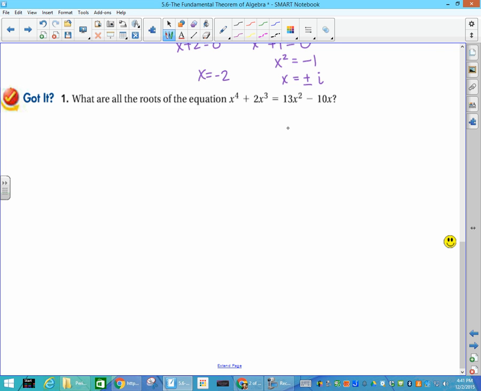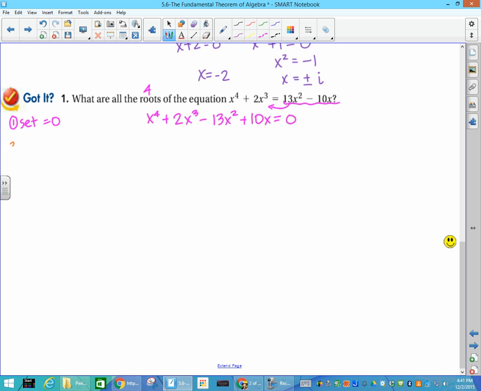Okay, so what are the roots of these equations? Remember, the first thing we do is set it equal to 0. So I'm going to have x to the fourth plus 2x cubed minus 13x squared plus 10x equals 0, because y'all know by now that we're taking this to the other side. The other thing to check: how many roots am I going to have from the fundamental theorem of algebra? I'm going to have 4 roots. So I've got to go find all 4 of those.